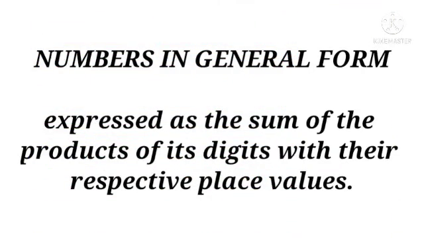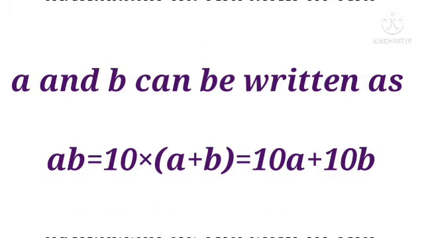Now let us see the numbers in general form. A number is said to be in general form if it is expressed as the sum of the products of its digit with their respective place values. In general, any two-digit number AB made of digits A and B can be written as AB is equal to 10 multiplied by, in the brackets, A plus B close the bracket, is equal to 10A plus 10B.